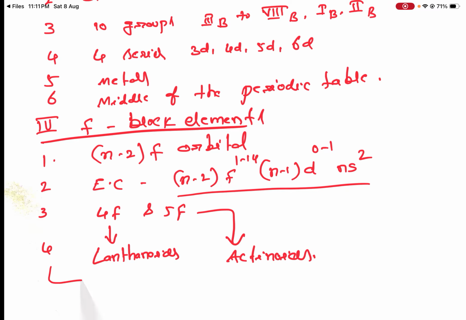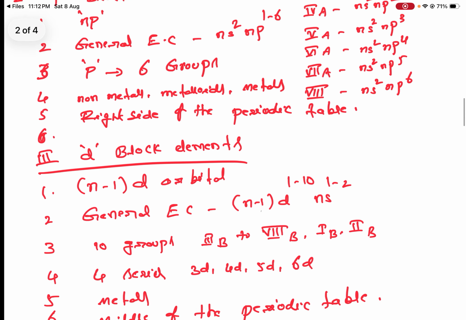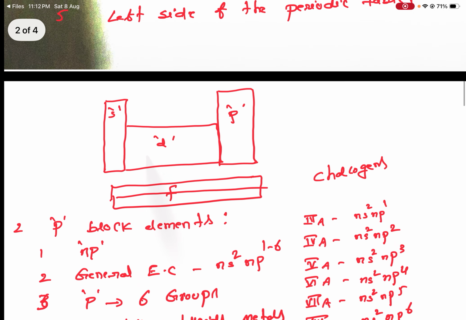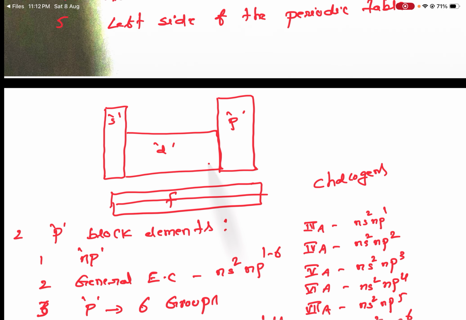Next, the fourth point: what is the position of the f block elements? They are placed at the bottom of the periodic table. These f block elements are inner to the d block elements, so they are known as inner transition elements.